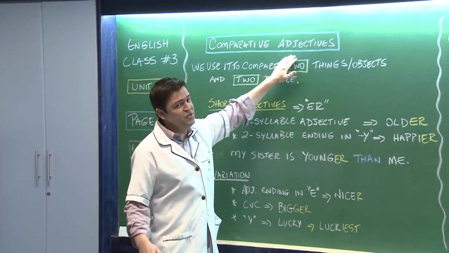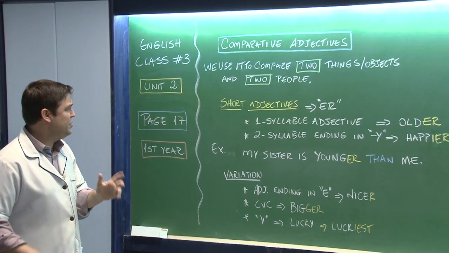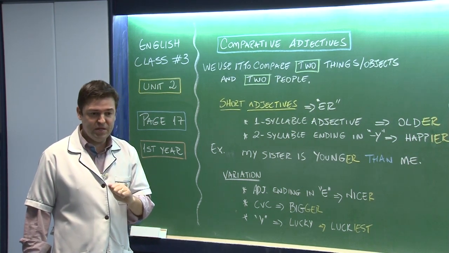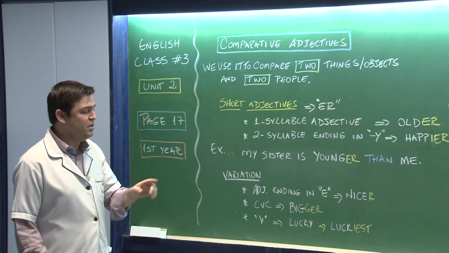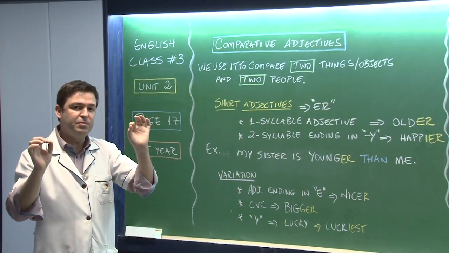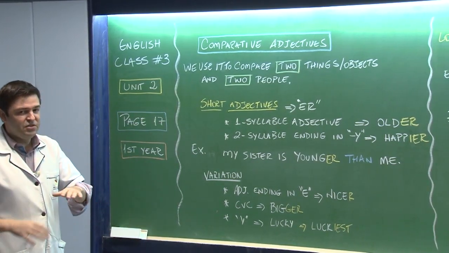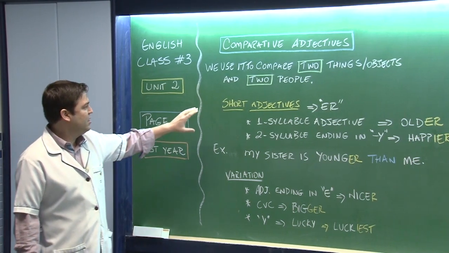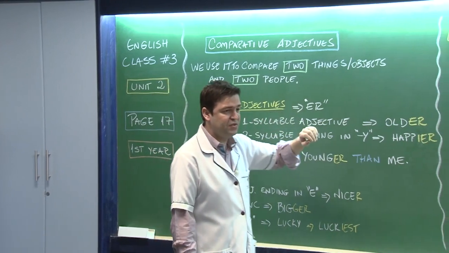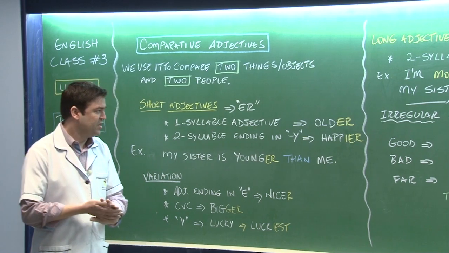First of all, adjectives, you know what an adjective is, right? We use comparatives to compare two things and two people, right? That's important to remember, that we are going to compare two things, objects, and two people, okay? And we can divide it in two parts. We have the short adjectives, and we have the long adjectives.